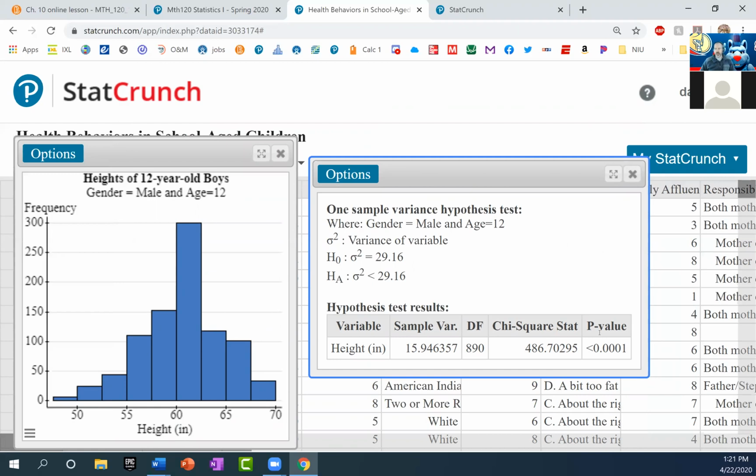So it does look like they are less spread out, which makes sense if you look at all other ages. I don't know what the smallest age is, 5, all the way up to 13. I don't know what the age range is, but it would make sense that the height standard deviation would be wider than just looking at a single age. So it makes sense that it should be less spread out. We do get a very low p-value here, so we would reject the null and say that the variance is less than 29, or the standard deviation is less than 5.4.